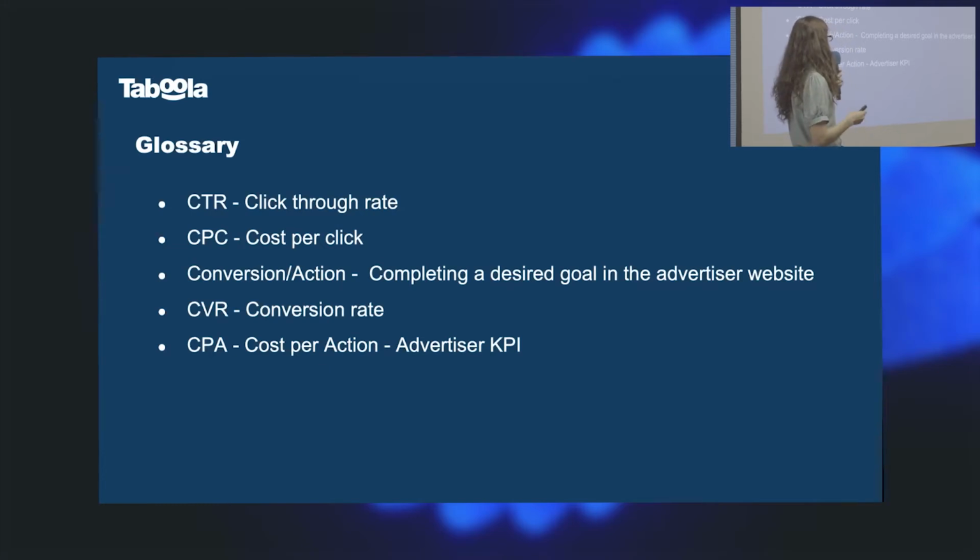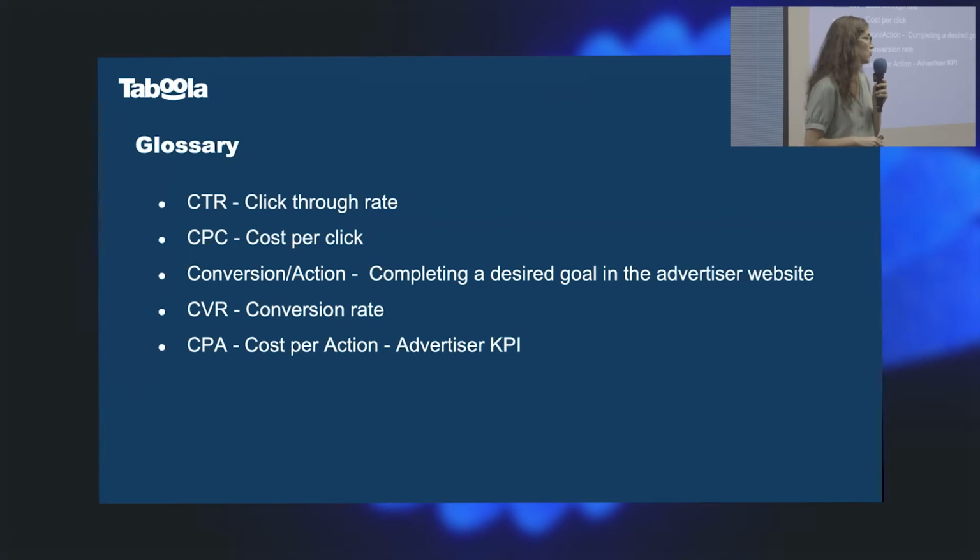The CVR is the conversion rate, how many conversions the advertiser got per click. And the CPA is cost per action. This is what the advertiser really wants to optimize. This is how much money is paid to get the number of actions. So for example, if we recommended an item 10,000 times, and this item got 100 clicks, what is the CTR?